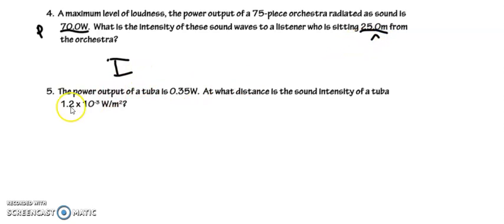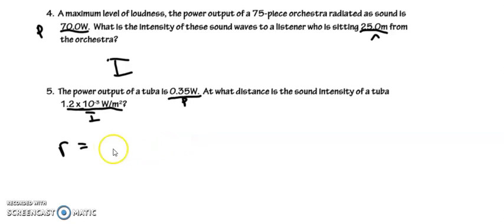Okay, and number 5 is your last one. The power output from a tuba is 0.35 watts. So that's your power. Well, what distance? Oh, now we're looking for radius. And here is your intensity.